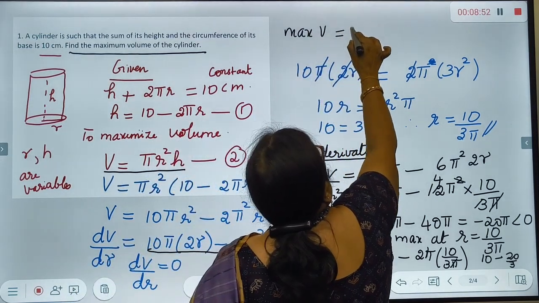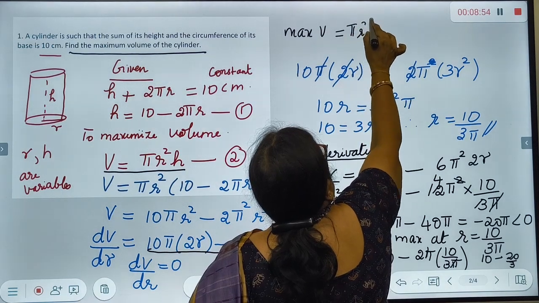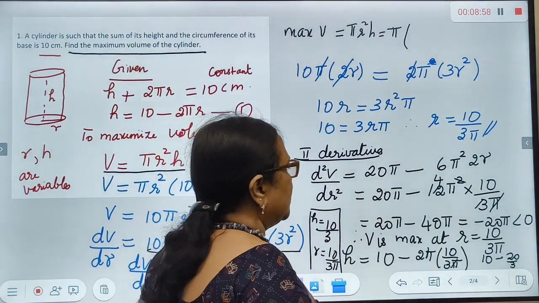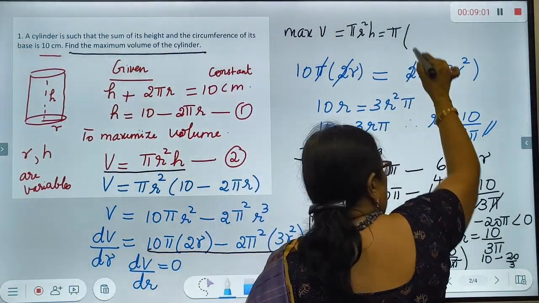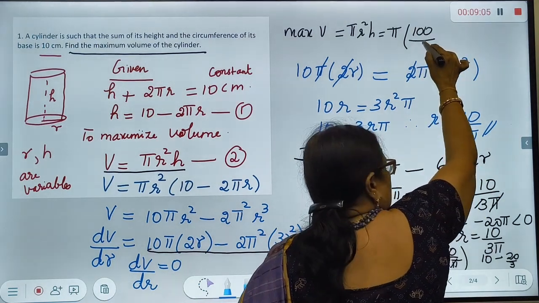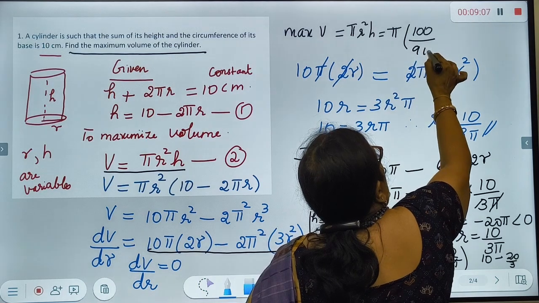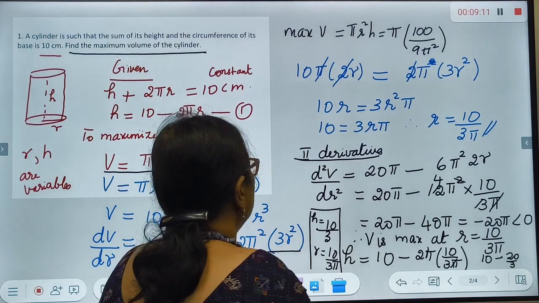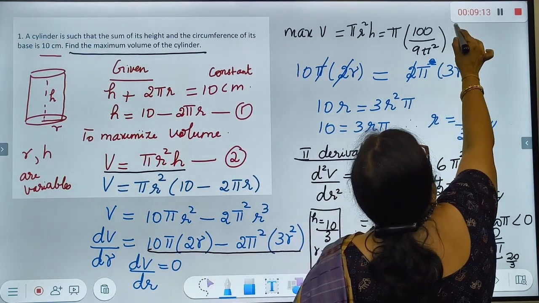Pi r square h, which is pi into r square. What is that? r squared is 100 by 9, so we get 100 by 9 pi square. Pi r square h, where h is 10 by 3.